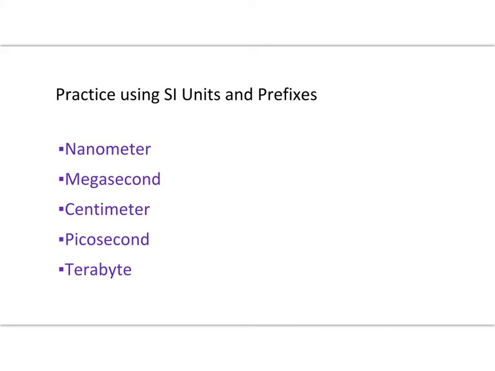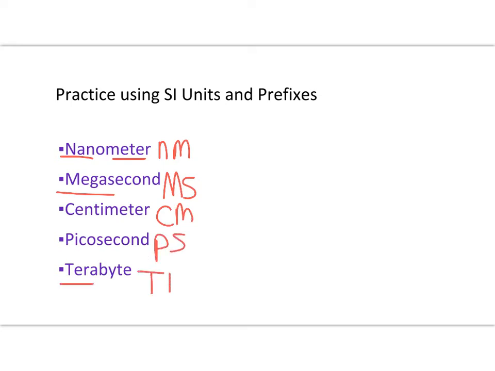All right, so let's take a moment to practice with this. Pause this video. You might need to go back, and I'd like you to put each of these different words into their prefix and their base unit. All right, so for nanometer, I have a nano and a meter, so I'm going to have NM. Megasecond, it's a capital M, MS. Centimeter, I'm going to have CM. Picosecond, I'm going to have PS. And terabyte, I'm going to have TB.